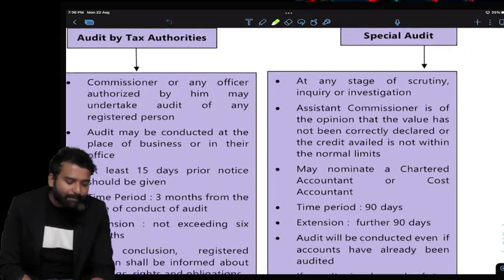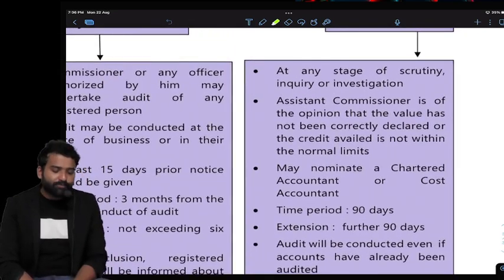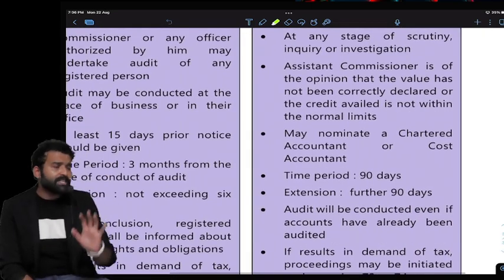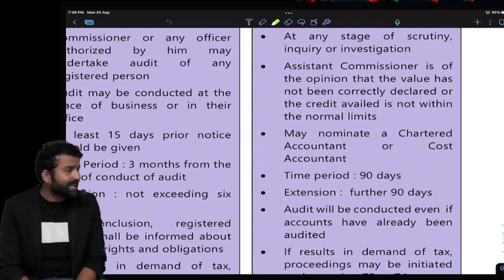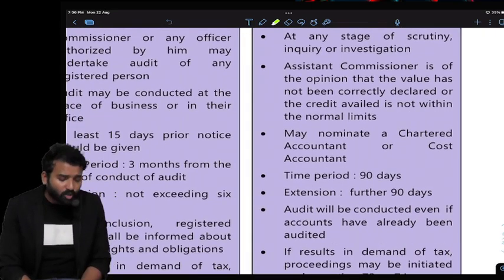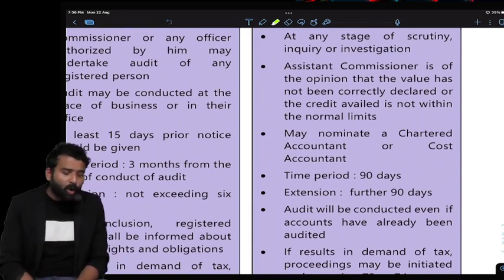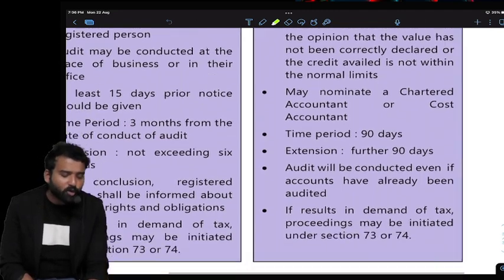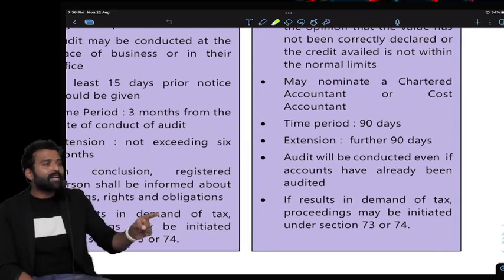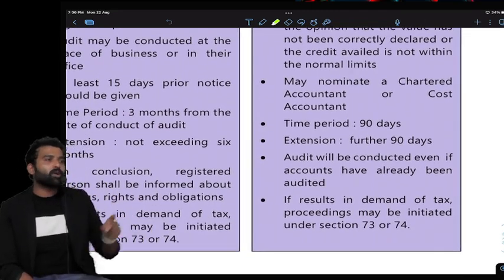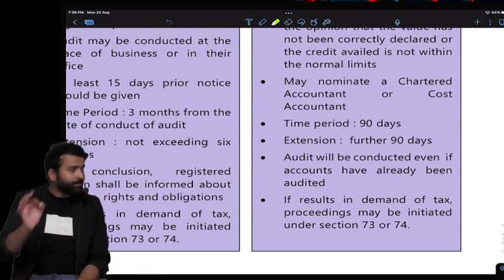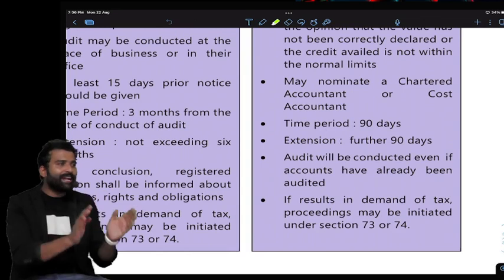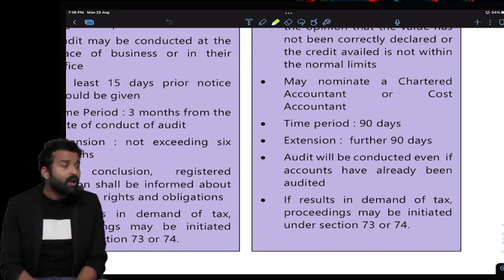So what will happen is, at any stage of scrutiny, inquiry or investigation, if the assistant commissioner is of the opinion that the value is not correctly declared, or the credit is not correctly allowed, or it is improperly availed, they may nominate a cost accountant or a chartered accountant for doing that audit. The chartered accountant or the cost accountant has to complete this audit within 90 days. Again, there is an extension period. How much time can they extend? 90 days. So 90 days plus 90 days extension.